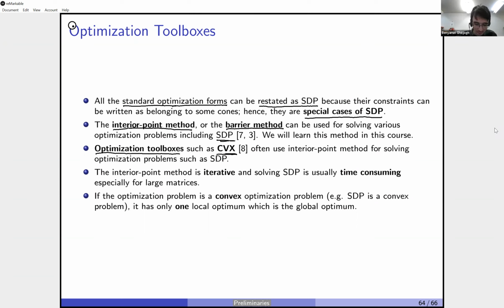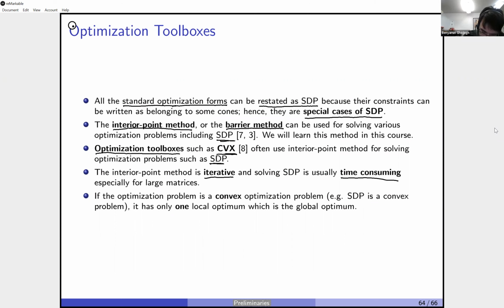They use the interior point method or barrier method in order to solve that. And usually they can convert their problems into SDP. So that's why it's very important. It's an iterative method. We will see that the interior point method that we will introduce later is iterative. So it can be time consuming because it's iterative. It doesn't give you the answer in one shot. It needs steps to move toward the optimal solution.